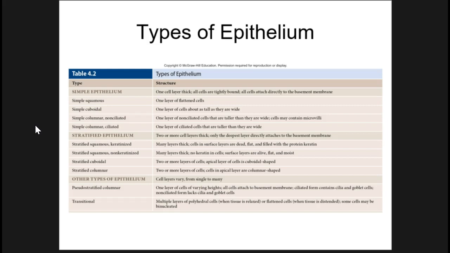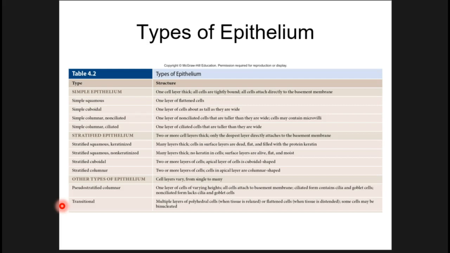Stratified squamous non-keratinized epithelium is not going to slough off. So we're still going to have it in areas that need a lot of layers to be physically protective, but we're not going to have that flaking. And generally when we see non-keratinized stratified squamous epithelium, we're going to be really glad that it's non-keratinized. You'll see what I mean later. And then we're back to our simple stuff. Stratified cuboidal, stratified columnar, pseudostratified columnar, and finally, another weirdo over here is transitional.